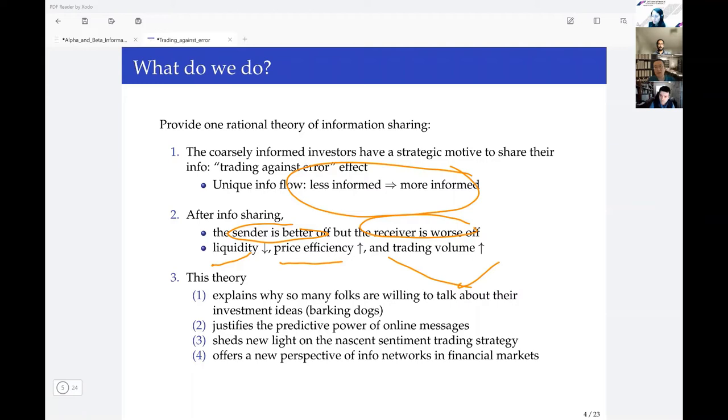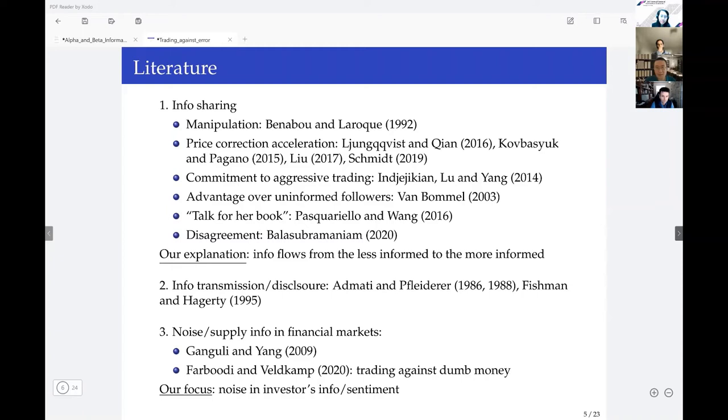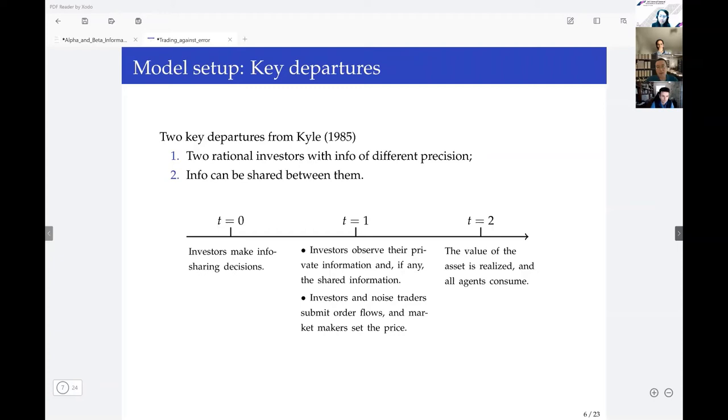Then we do some extensions. That's what we have done. In terms of time, I'm going to move on directly to the model. As I said, we don't have a very fancy model. What we do is recycle the traditional models and add some information sharing flavor to them. The traditional model we use is the Kyle model, the trading model, the benchmark model in microstructure and trading games.